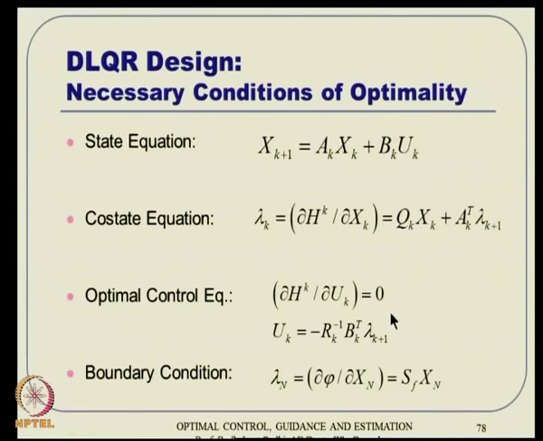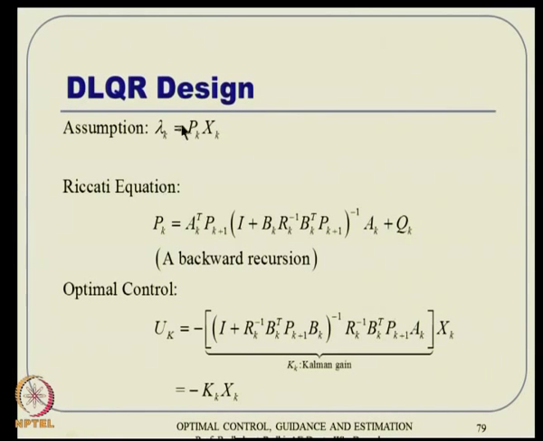So, with that observation we can try to apply this and derive the equivalent Riccati equation. Here again we assume lambda k is nothing but P k times x k, and went ahead and derived this Riccati equation, which is again a backward recursion. Then the optimal control equation can also be analyzed, and it can be given in this form, where the entire big matrix you see here is nothing but the Kalman gain K k. So, u k is minus K k times x k.